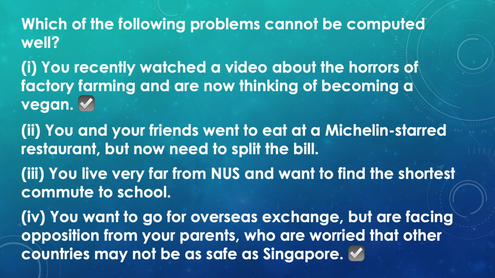You watched a video about the horrors of factory farming and you are now thinking of becoming a vegan. This is a subjective feeling or taste or even an opinion. The second option that cannot be computed well is number 4. You want to go overseas for an exchange but face opposition from your parents who are worried that other countries may not be as safe as Singapore. Once more, something subjective, a taste, a feeling, an opinion. So these 2 are the options that cannot be computed well.